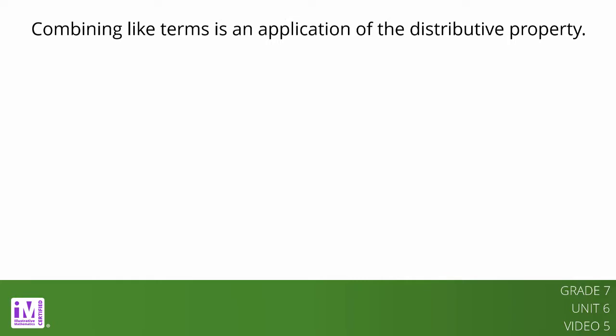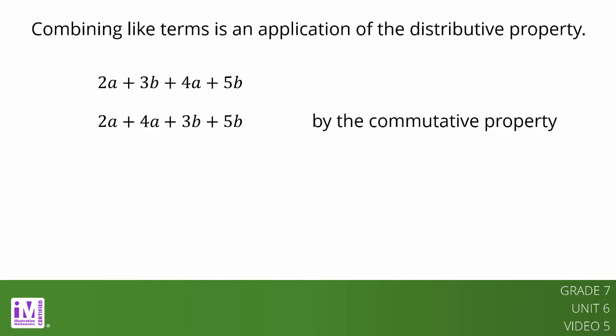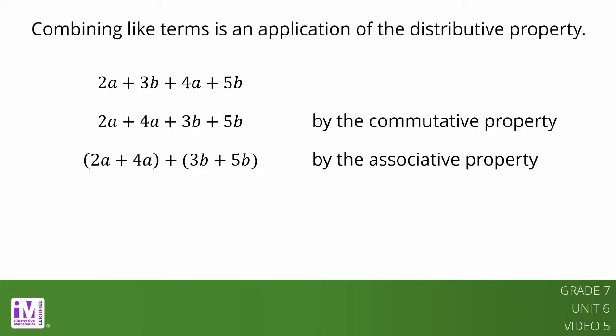Combining like terms often involves other properties as well. For example, because addition is commutative, we can swap the order of the middle two terms. Because addition is associative, we can group the terms into pairs that have the same variable. Then we apply the distributive property twice.